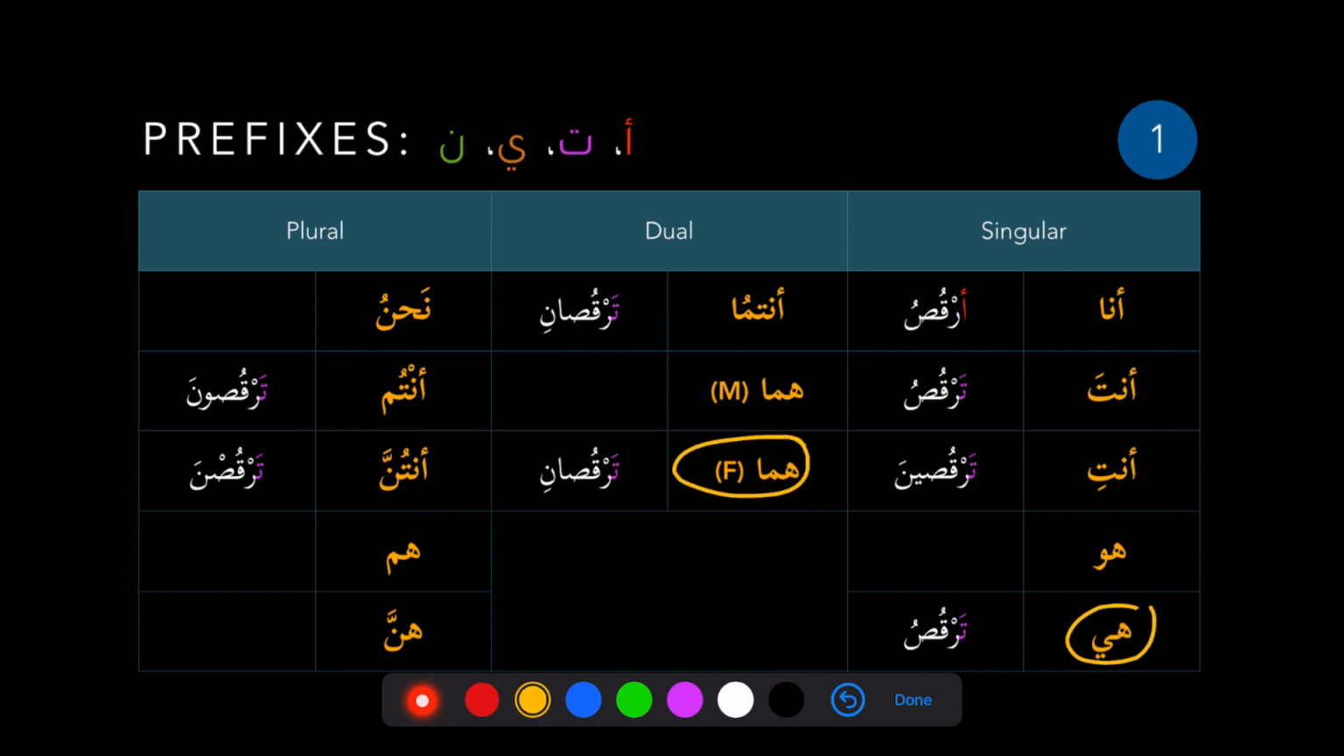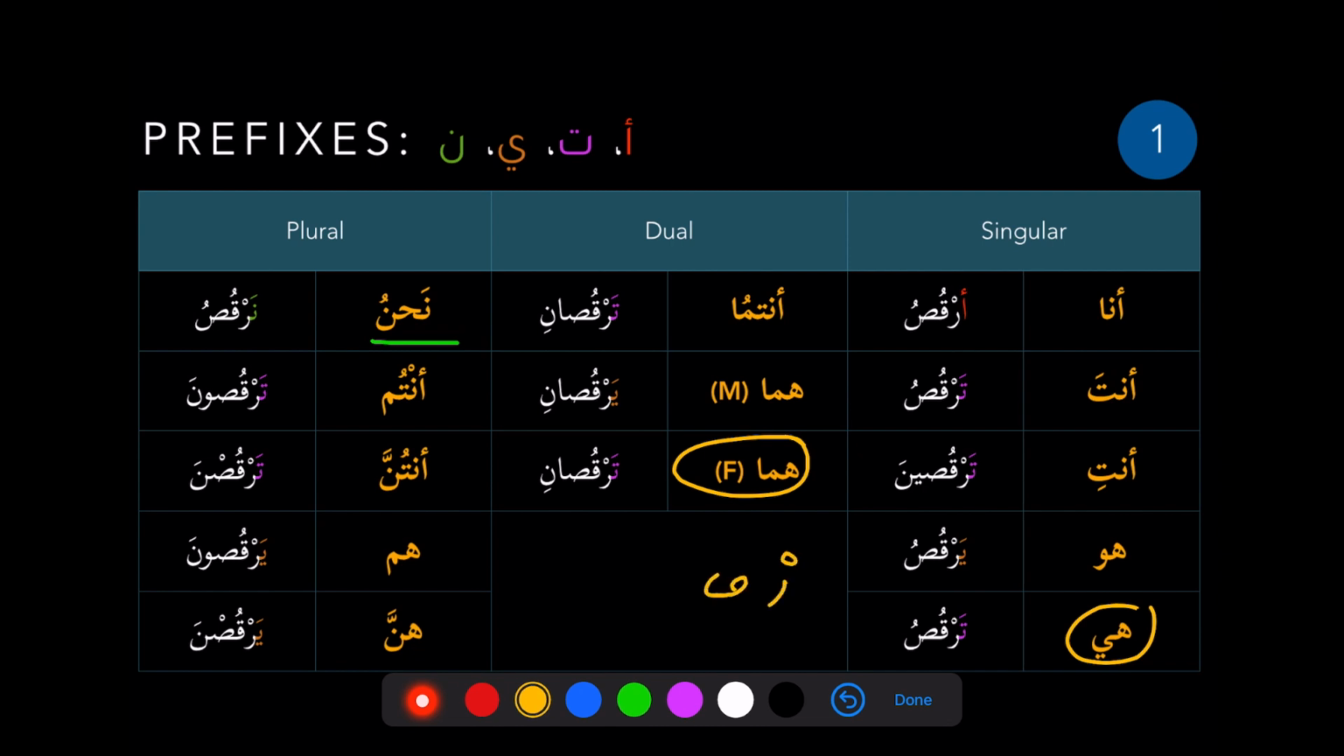The ya prefix is used for the remaining third person pronouns huwa, huma masculine, hum, and hunna, and lastly, the noon prefix is used for nahnu. Notice that the vowel on all the prefixes is the fatha, which holds true for form 1 as well as forms 5 through 10. In forms 2 through 4, the prefix is going to change to a dhamma, but we'll cover that later.